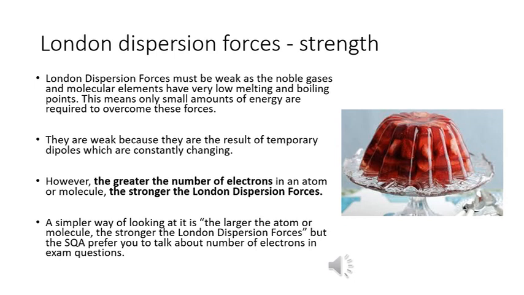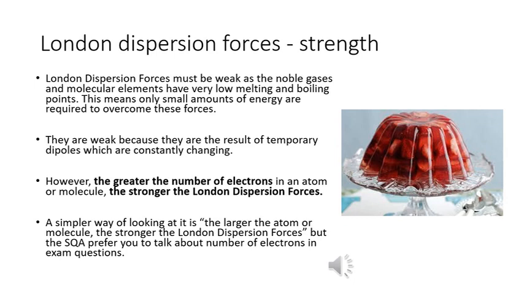So if you've got a small number of electrons, you're only going to have a little wobble in the electron cloud. If you're carrying a big, huge wobbly jelly on a plate, you're going to have a much bigger wobble. You would have a much greater, a much stronger temporary dipole in your molecule. So you can think about it a bit like that. A simpler way of looking at it in general is just to think about the fact that the larger the atom or molecule, the stronger the London dispersion forces.